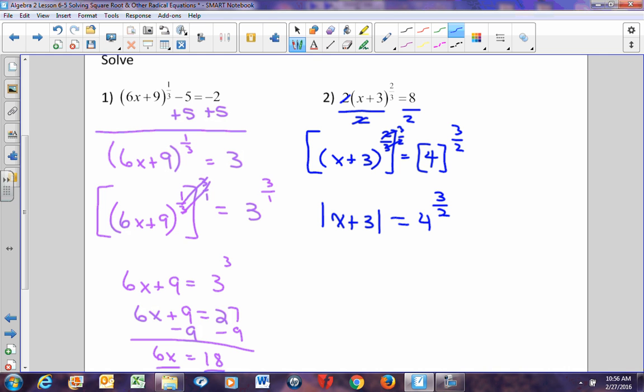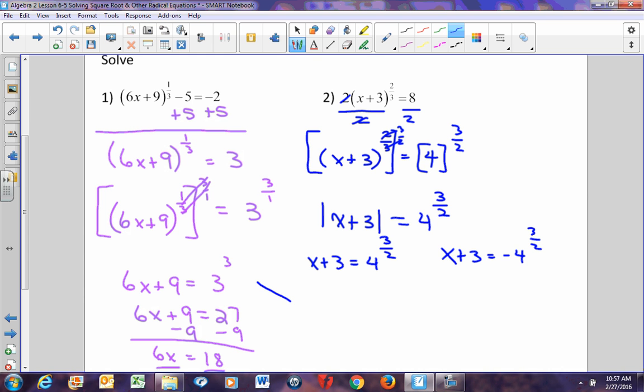So you might go, well, how in the world do you work with this? Well, first of all, the x plus 3 is in the absolute value symbol, so you know it's going to equal 2 different equations. You know that x plus 3 is going to equal 4 to the 3/2, and you know that x plus 3 is going to equal -4 to the 3/2.